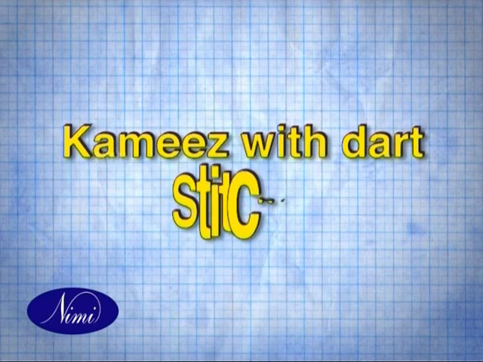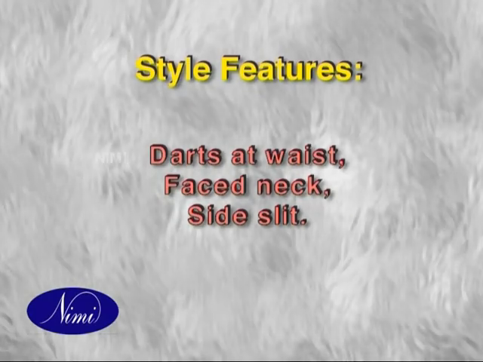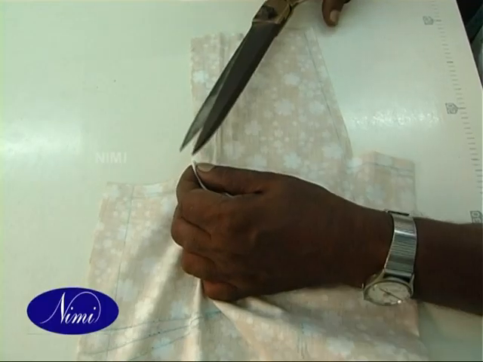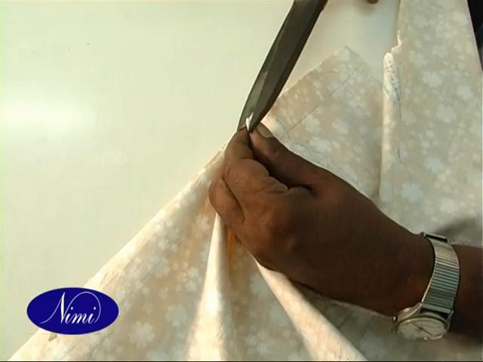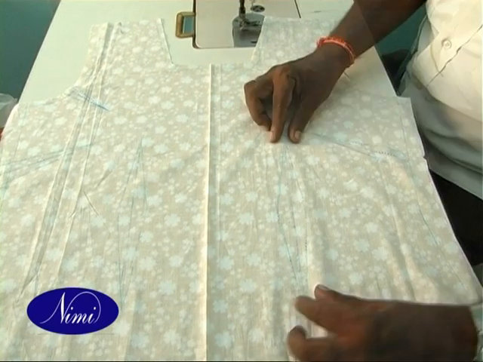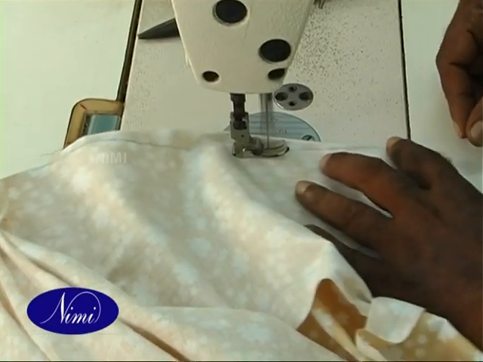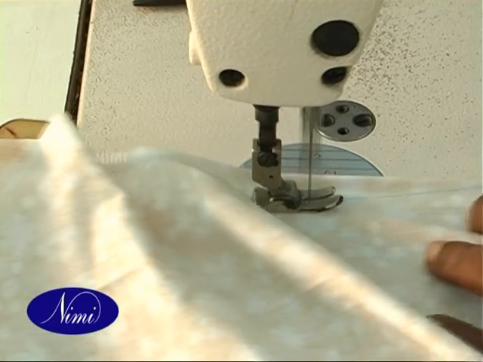Kameez with dart stitching. Cut notches at darts and slit markings. Baste and stitch darts and press side and side darts towards waistline and waist darts towards center back and center front.